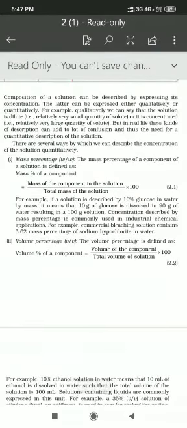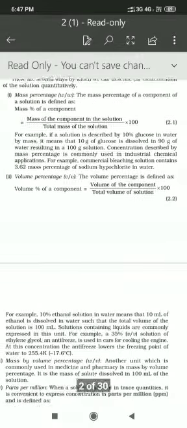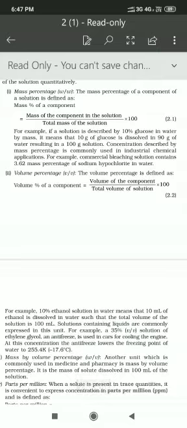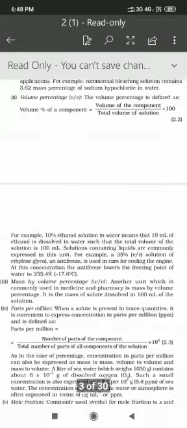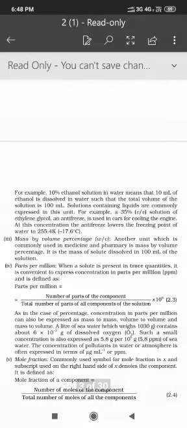Then we can have volume percentage. Like we had mass percentage, we can have volume percentage, in which we have to measure the volume of the component. So volume percentage of a component is the volume of that particular component divided by the volume of the solution, into 100. Suppose we have 10 milliliters of ethanol present in, suppose, 100 ml of the solution. Then what is the volume percentage? It is 10%. So this is how you can find it out.